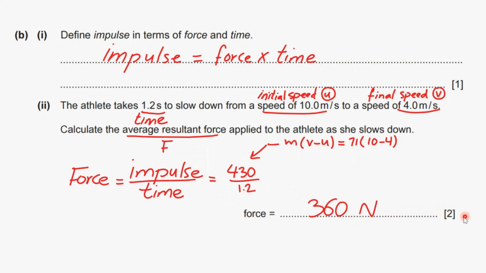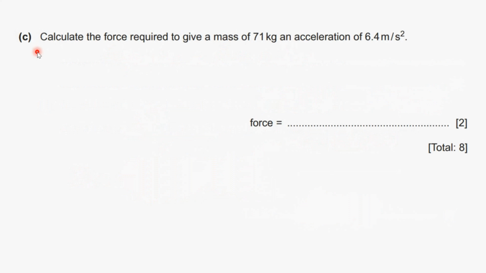This question has 2 marks, 1 mark for showing the formula with the correct substitution, and 1 mark for the correct unit with the final answer. For part C, calculate the force required to give a mass of 71 kilograms, the same mass used in the previous section, an acceleration of 6.4 meters per second squared.